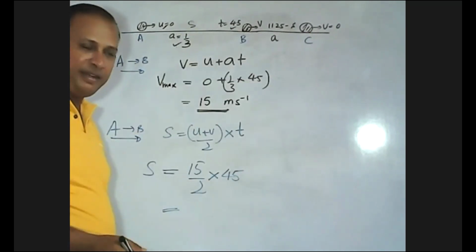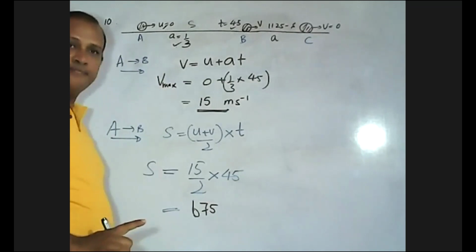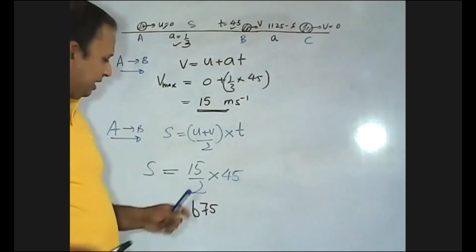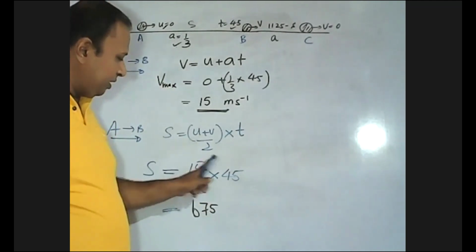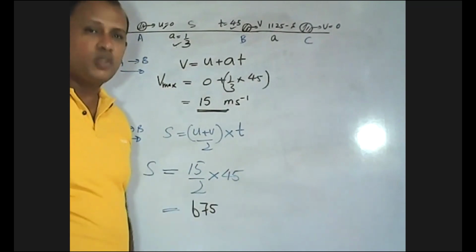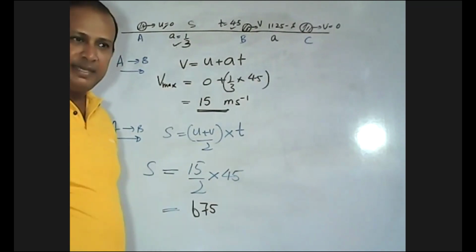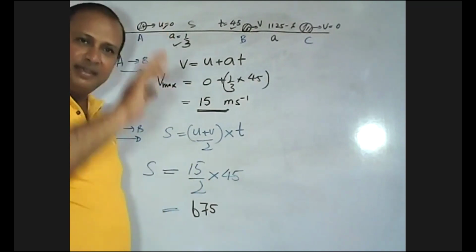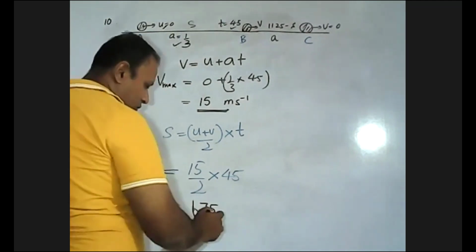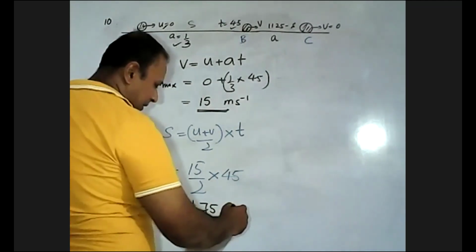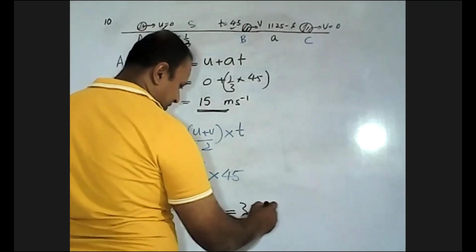Calculate that again: 45 is 15 into 3, therefore 15 into 15 into 3. 15 into 15, 15 squared, is 225. So 225 into 3 is 675. Over 2, that is equal to 337.5.